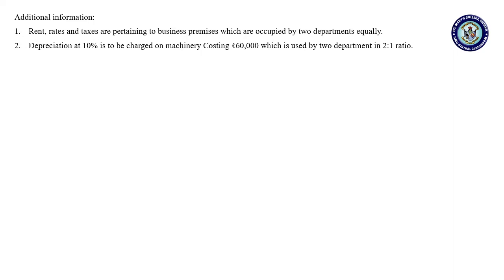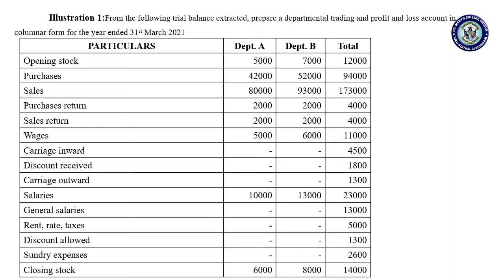Okay, so let's start with the practical one. You need to prepare trading and profit and loss account in columnar form, separately for A as well as B. In one trading and profit and loss account, you have to draw three amount columns. That is columnar form.